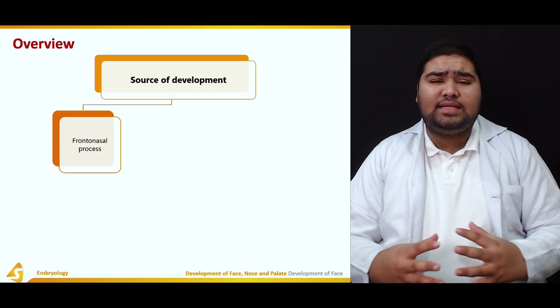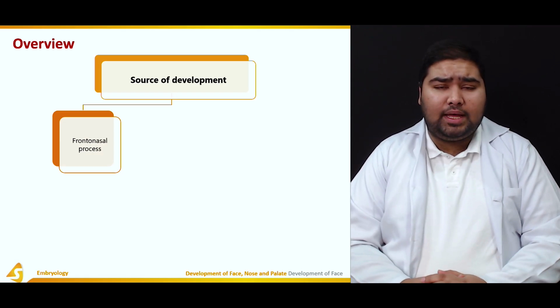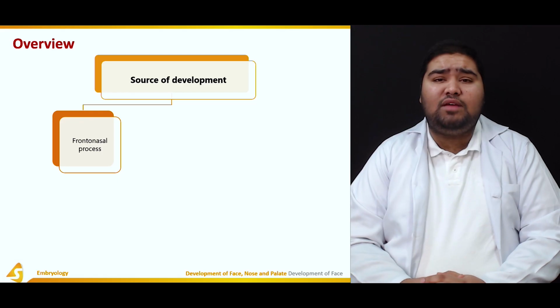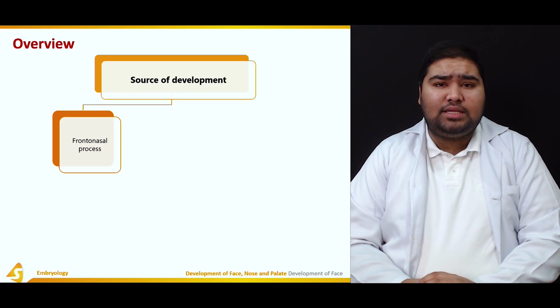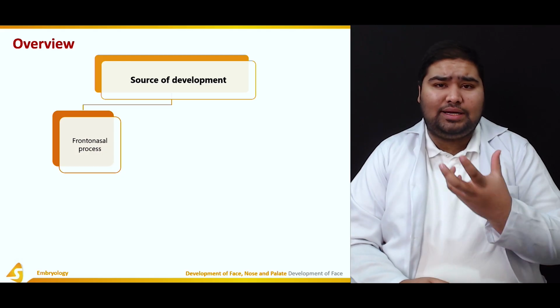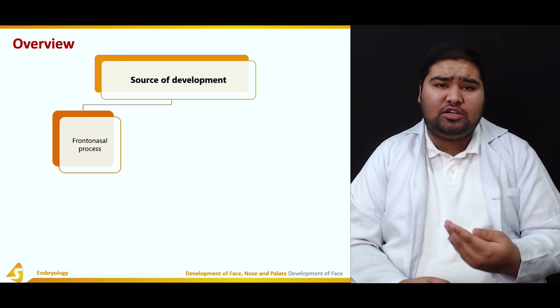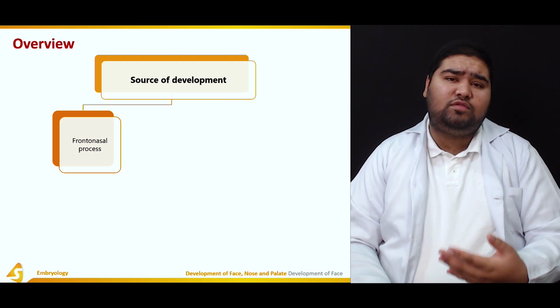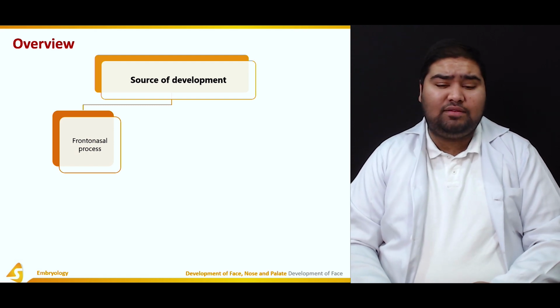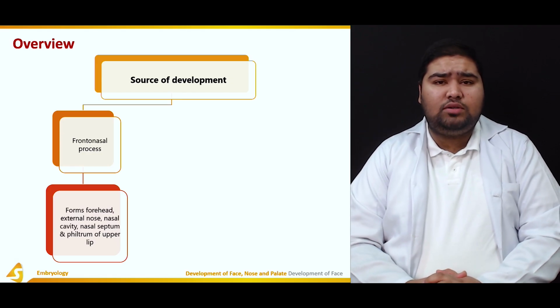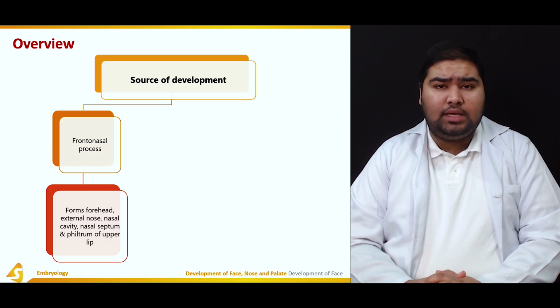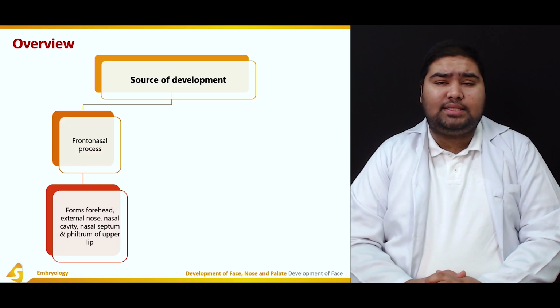So there are various mesenchymal proliferations that appear around this stomodium. There are actually 5 in number. One of them is the frontonasal process, or the frontonasal swelling, a source of development of the human adult face. This frontonasal process forms the forehead, the external nose, the nasal cavity, the nasal septum, the philtrum of the upper lip.